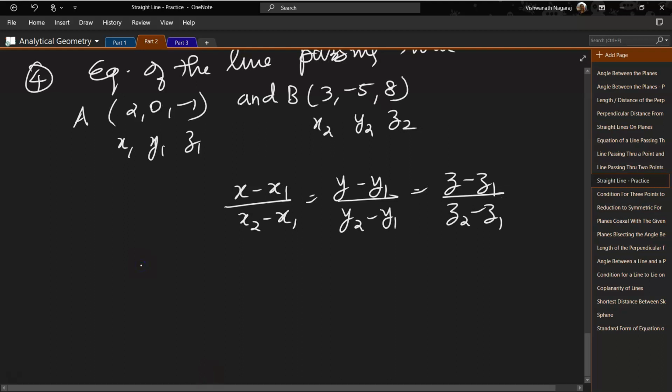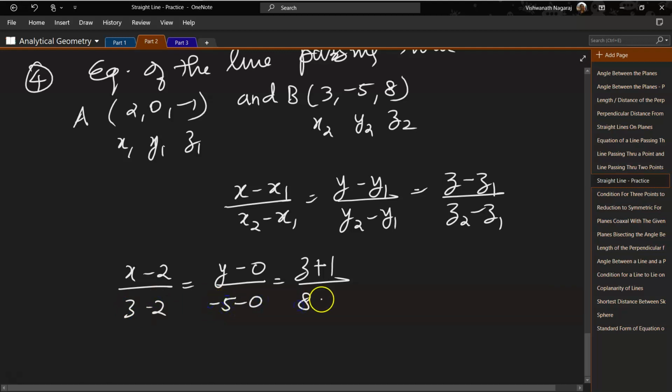In the first case, this would be x minus 2, y minus 0, z minus 1, so plus 1, divided by x2 minus x1, so that is 3 minus 2, minus 5 minus 0 and 8 minus 1, that is plus 1. So this implies x minus 2 by 1, y by minus 5 and z plus 1 by 9.